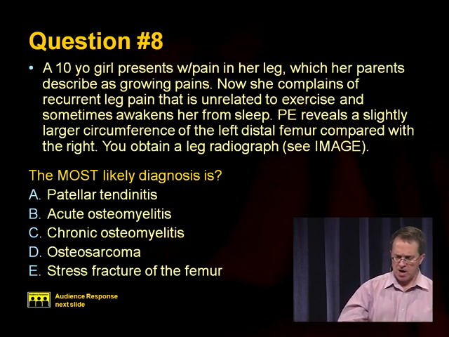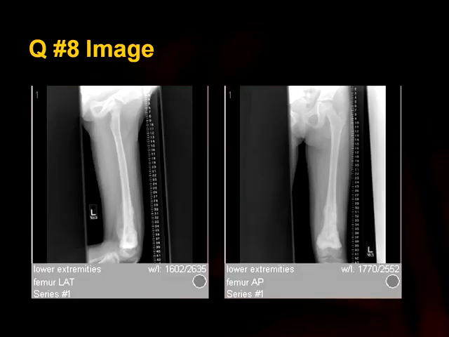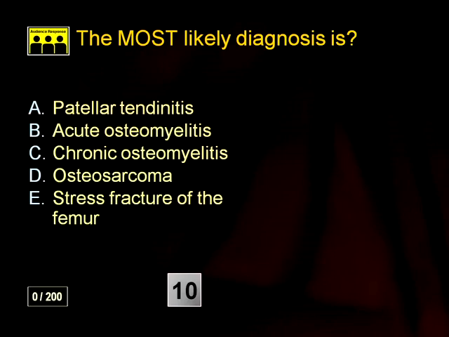Physical exam reveals a slightly larger circumference of the left distal femur compared with the right. You obtain a leg radiograph. Can you guys see that pretty well, especially the image on the left? Do you see all those things that kind of look like starbursts, Codman's triangle? All right. So does this patient have patellar tendinitis?